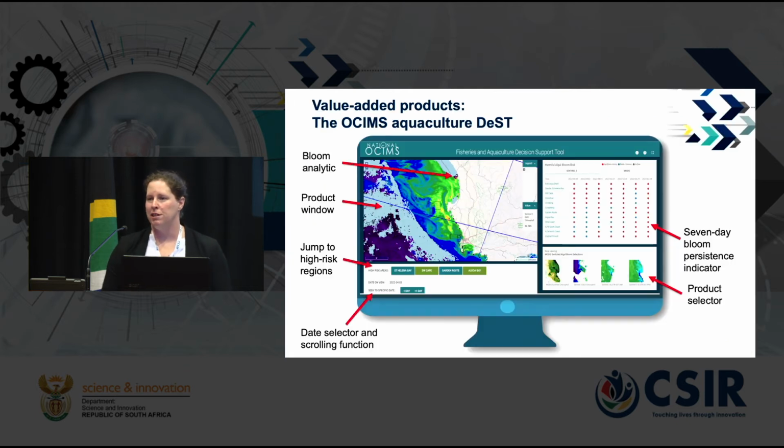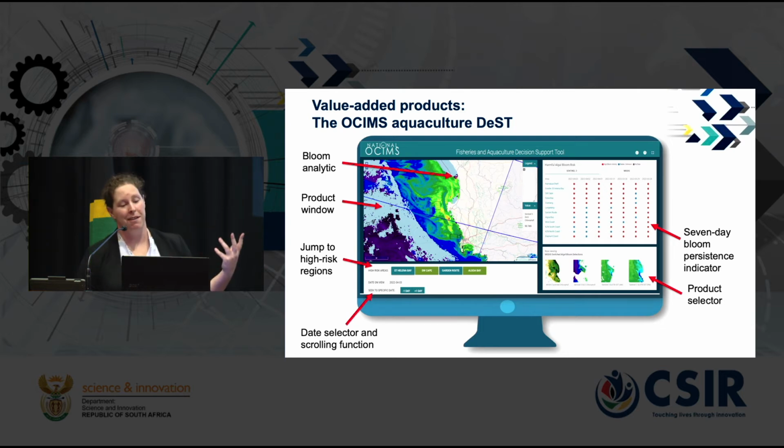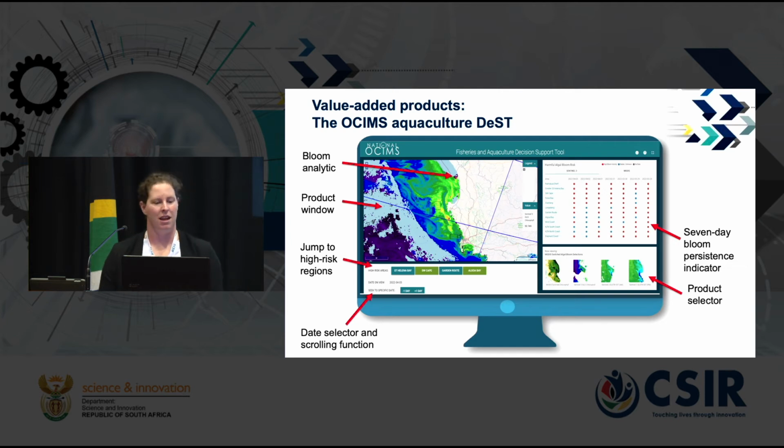And all of this research has culminated in the development of the OCIMS Aquaculture Decision Support Tool. This is a web-based viewer where most of our products are displayed. If you can see on the left-hand side, you have the big product window that is showing a map view of the different products, in this case, a chlorophyll image. It also has bloom analytics overlaid, showing the specific areas of potential concern.